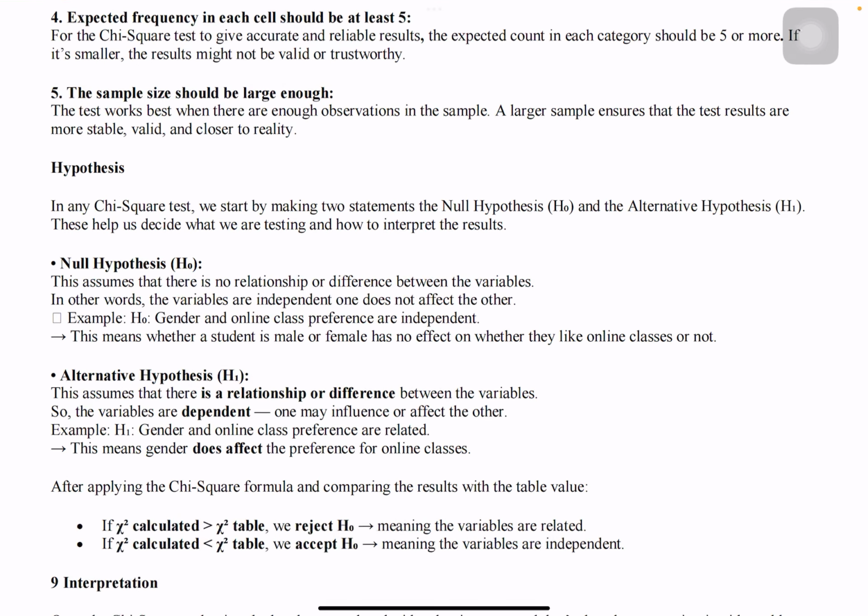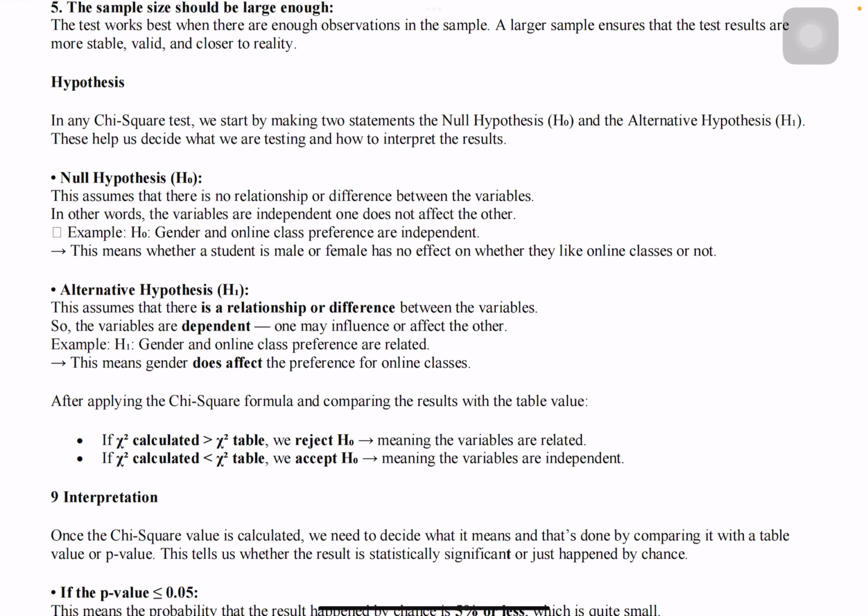Hypothesis. In any chi-square test, we start by making two statements, the null hypothesis H0 and the alternative hypothesis H1. These help us decide what we are testing and how to interpret the results.